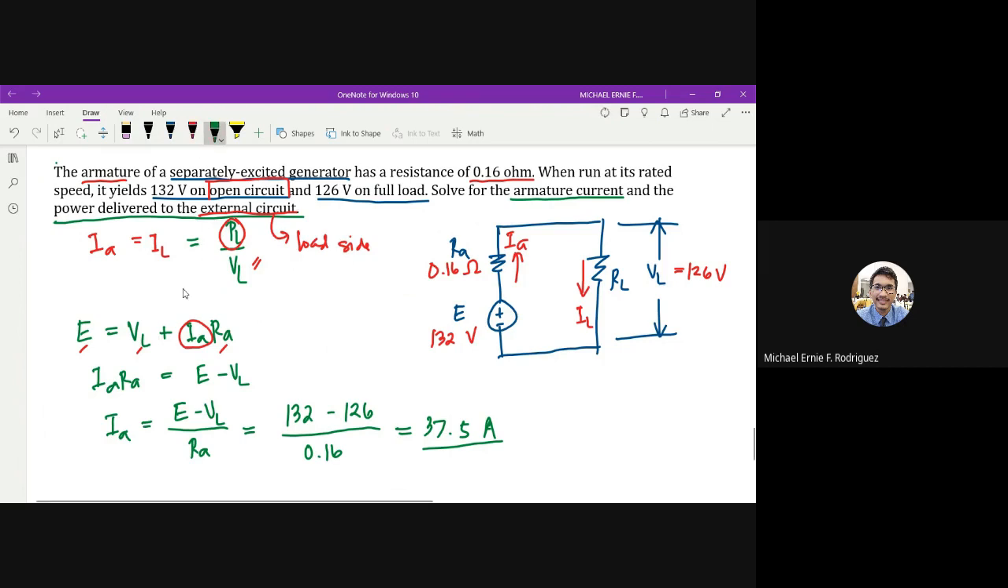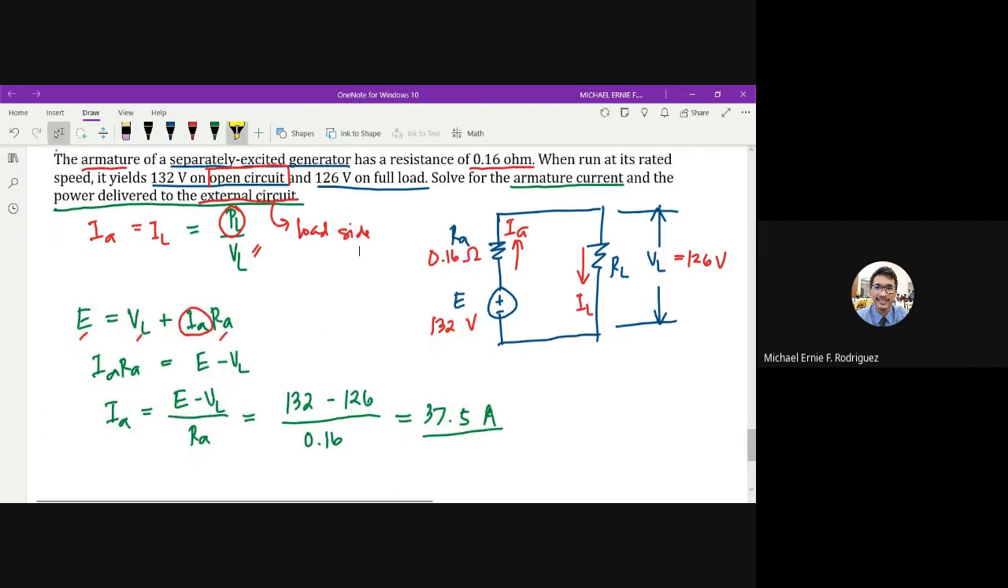So, ang formula natin, syempre, power. We use yung power formula natin. That is, syempre, load side tayo, so we have a subscript L. So, PL is equal to VL times IL. Nasolve na natin yung may given na VL. And then, yung IL, sabi natin, di ba, equal yan sa IA? So, we can now use yung value ng IA as your IL. So, we have 126 volts times 37.5. Multiply lang natin itong dalawang to. So, we now have 4,725 watts. So, ito yung ating power delivered to the external circuit.